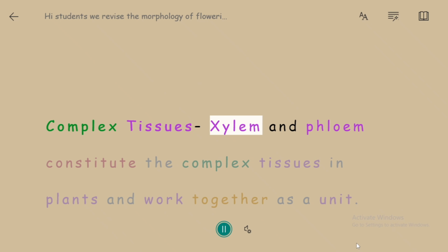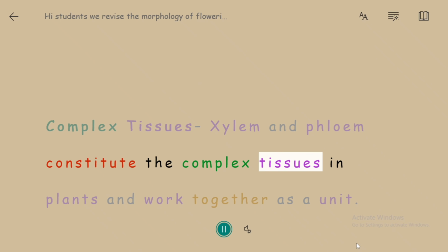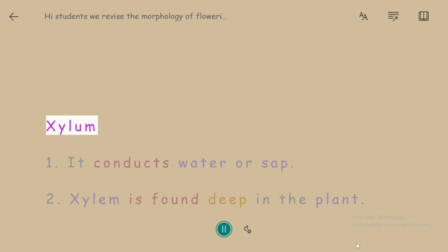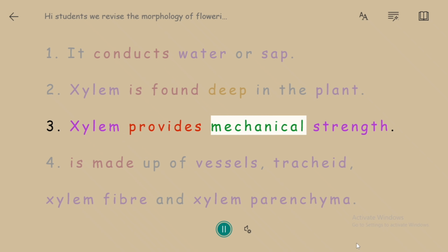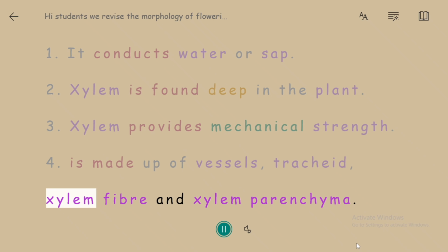Complex tissues: xylem and phloem constitute the complex tissues in plants and work together as a unit. Xylem: 1. It conducts water or sap. 2. Xylem is found deep in the plant. 3. Xylem provides mechanical strength. 4. It is made up of vessels, tracheids, xylem fiber and xylem parenchyma.